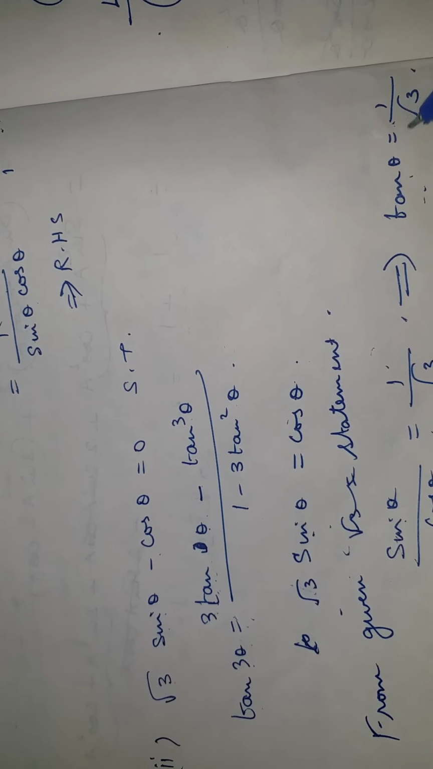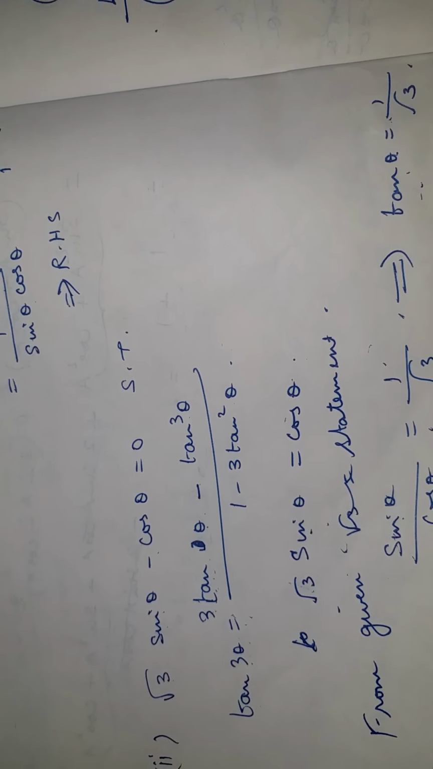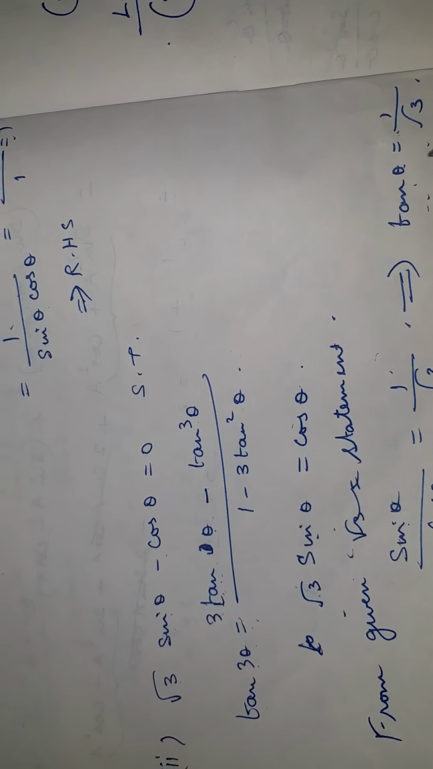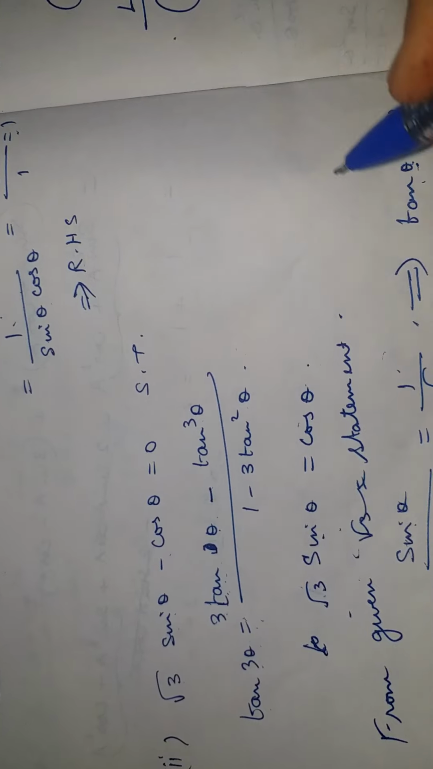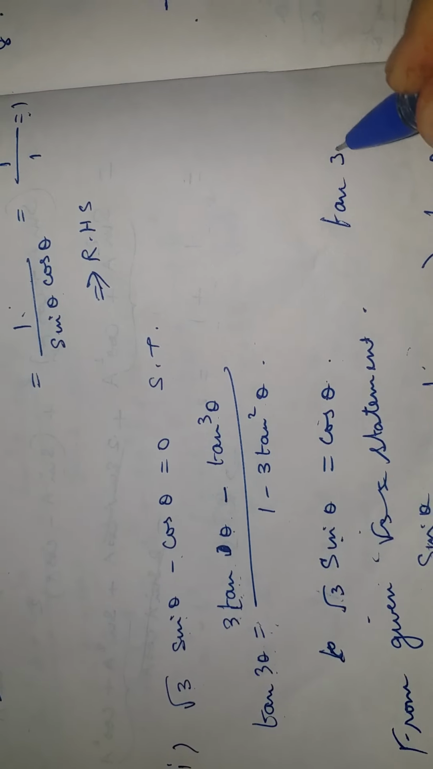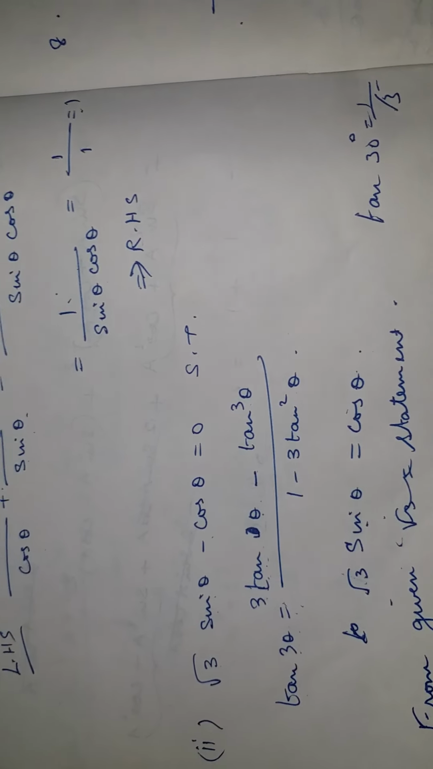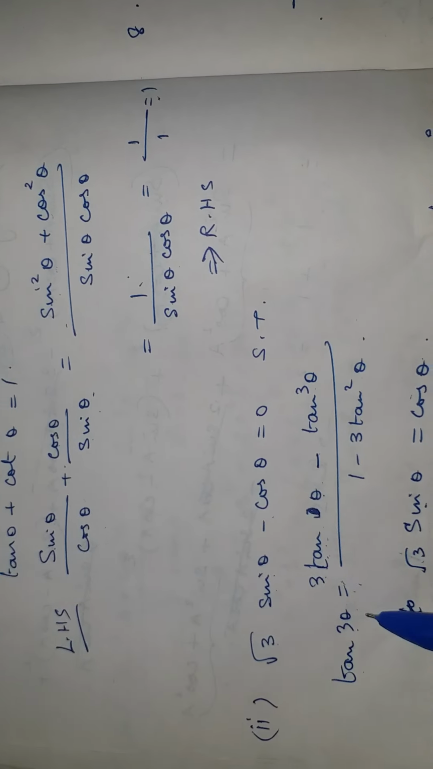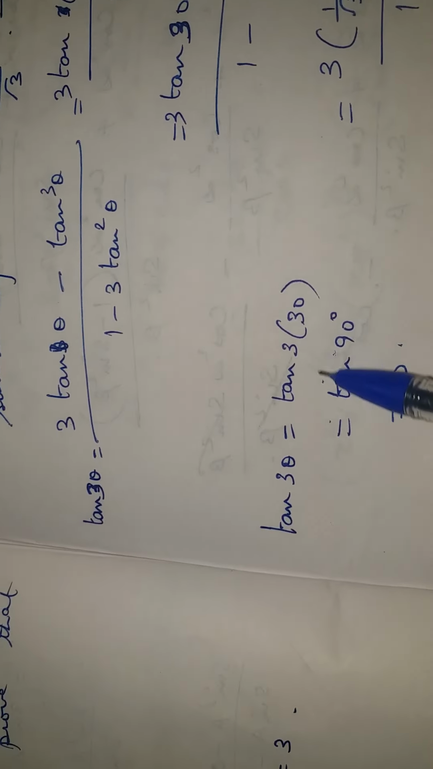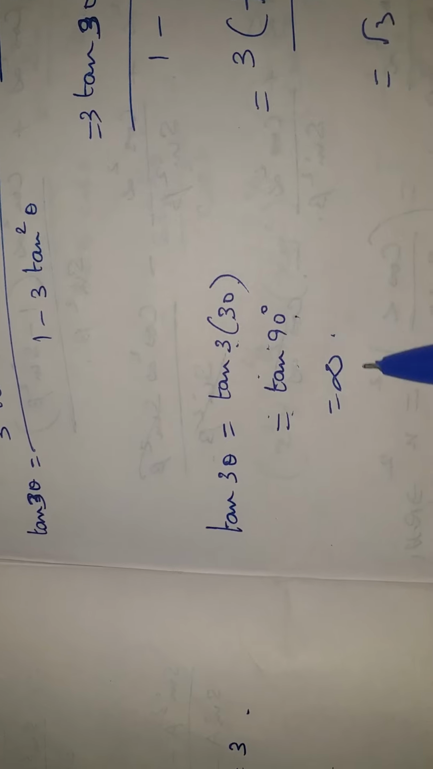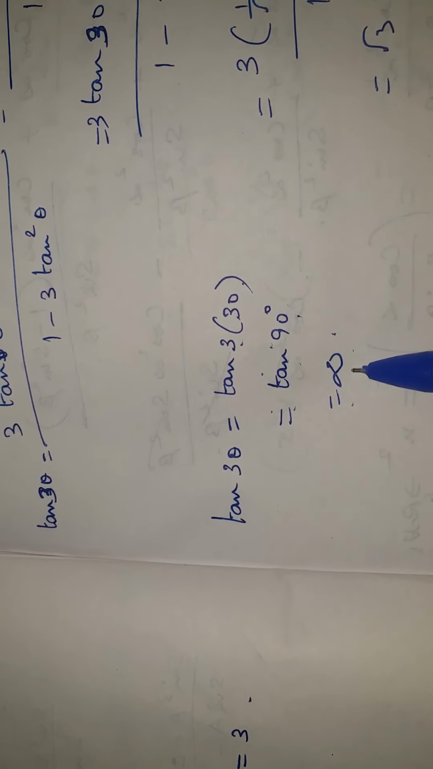When is tan theta equal to 1 by root 3? When theta is equal to 30 degrees. You know that. So in the place of theta you will get tan 30, that means tan 30 is equal to 1 by root 3. You have found the value of theta with the given value. Now you take up the left hand side, tan 3 theta. Tan 3 theta is equal to tan of 3 into theta, for 30 degrees, so it is equal to tan 90. You know tan 90 is equal to infinity.